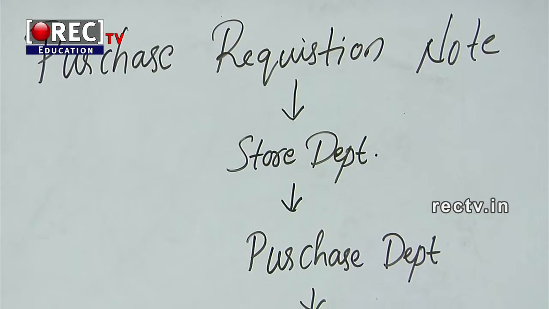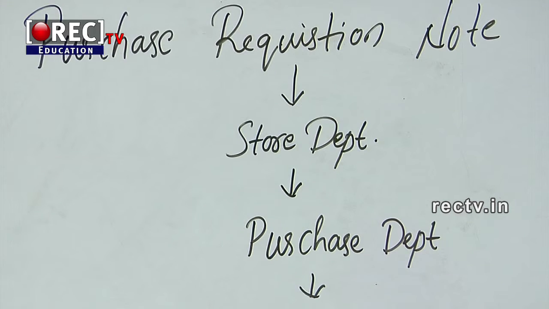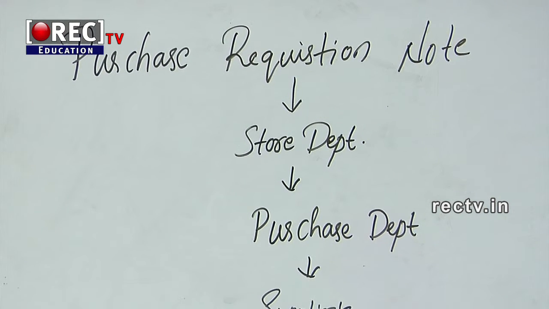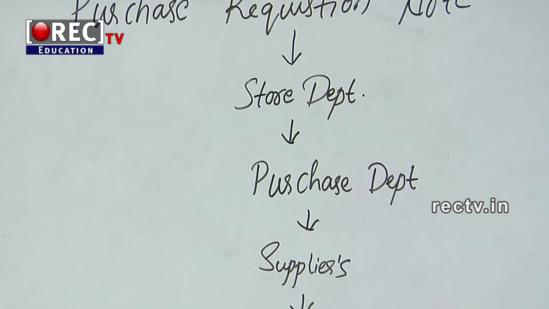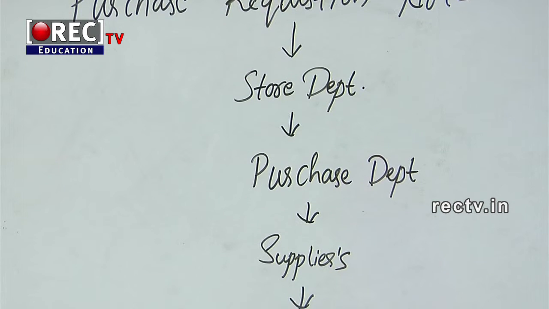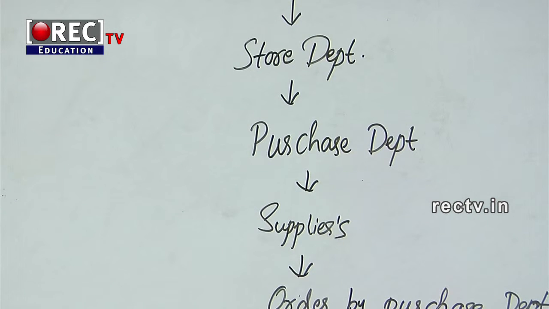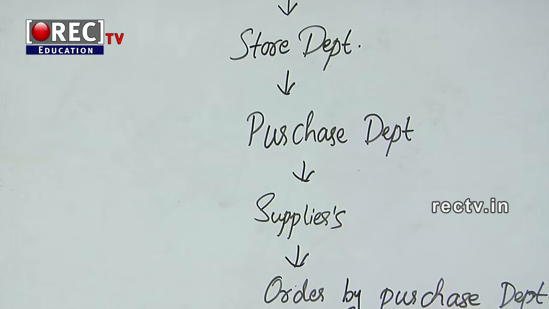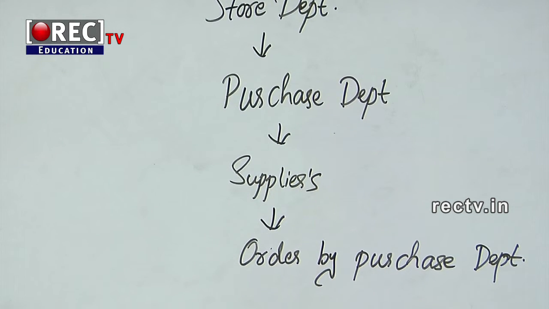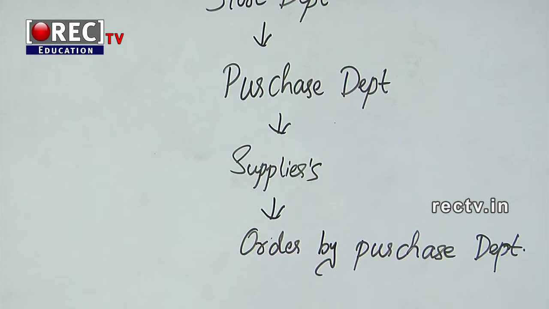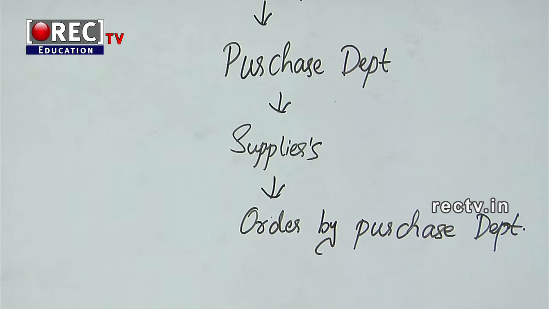In a manufacturing industry, in order to purchase material, a certain procedure is involved. First of all, the stores department requires some quantity of material, so it issues a purchase requisition note to the purchase department to get the material from the market. Then the purchase department, after receiving the note from the stores department, searches suppliers in the market. Based on their past experience and their advertisement standards, etc., they choose 2 or 3 suppliers. After choosing is done, the purchase department makes an order.